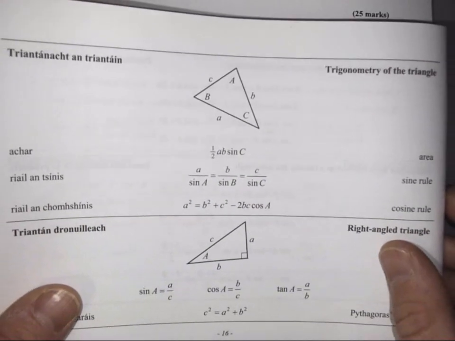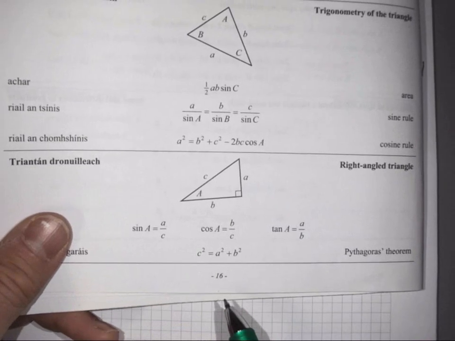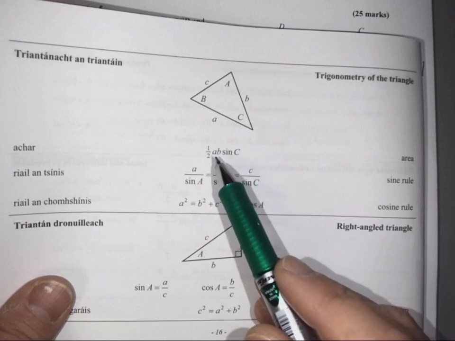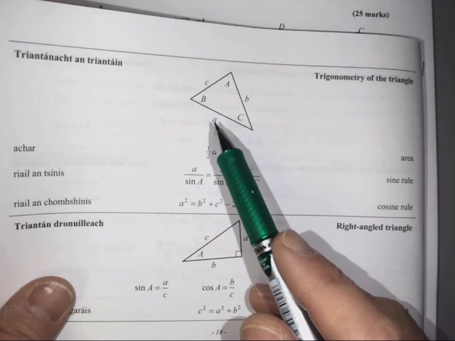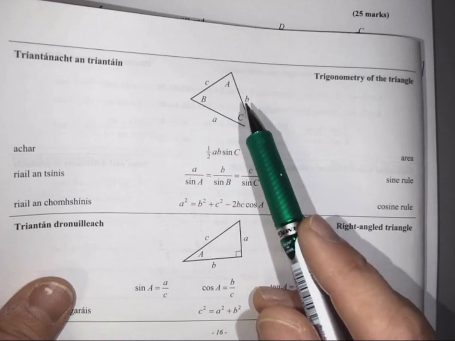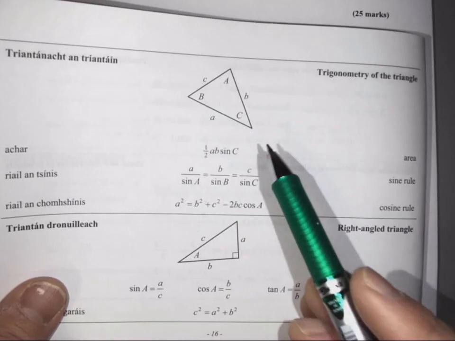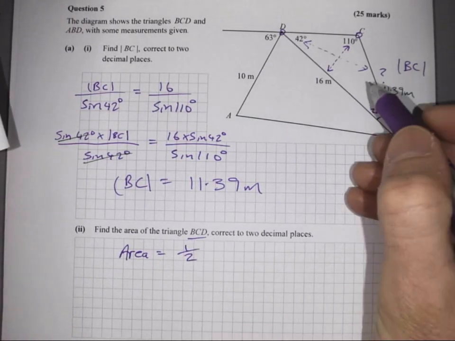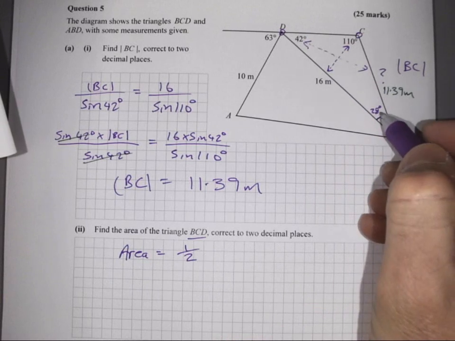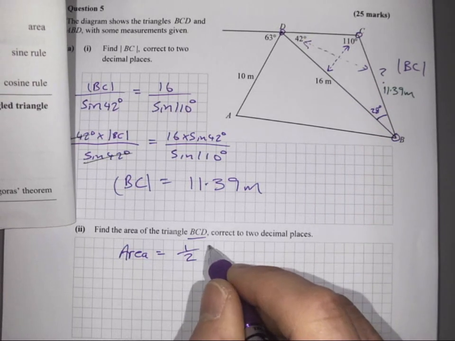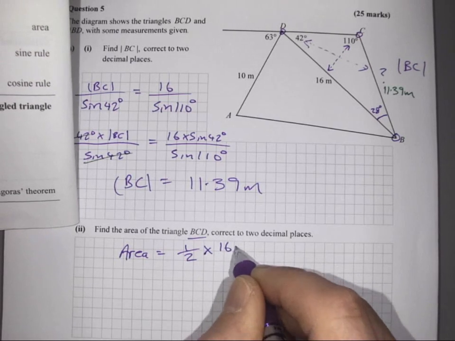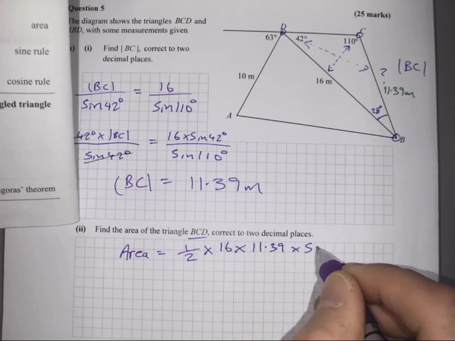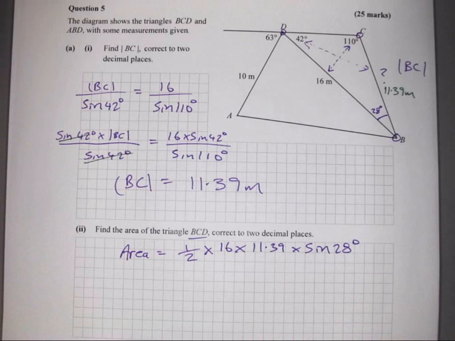So looking for the area of a triangle, here's a formula on page 16 of the tables. Area equals half AB sine C. C is an angle, A and B are the side lengths. So look at this, we have the angle sandwiched between A and B. So area equals half AB sine C, that's C, 28 degrees, so half multiplied by 16 multiplied by 11.39 multiplied by sine 28 degrees.